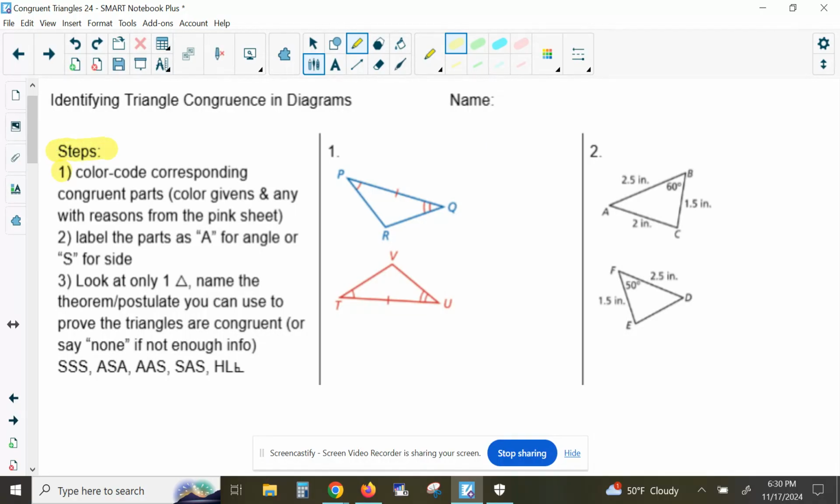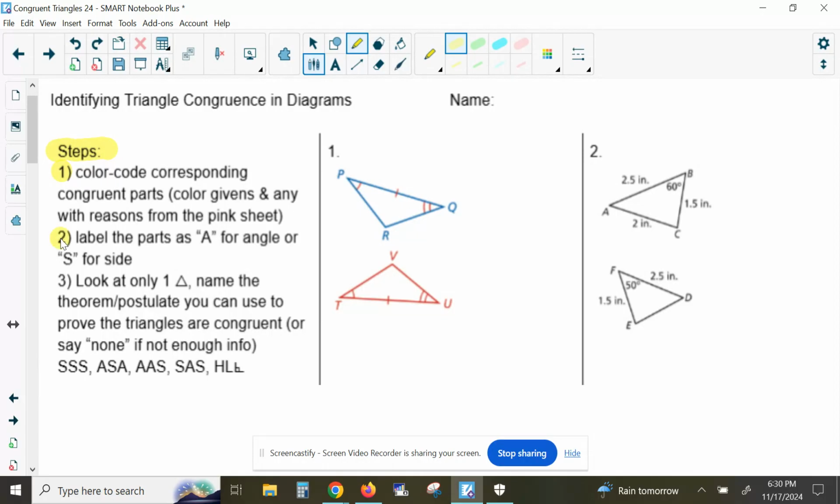So the first step is we're going to color code corresponding congruent parts. Now remember, only color things that are given. That means they have tick marks on them or matching arcs or anything that we can prove to be congruent. We can't just say something looks congruent. So that means we need to have reasons from the pink sheet if they're not marked givens.